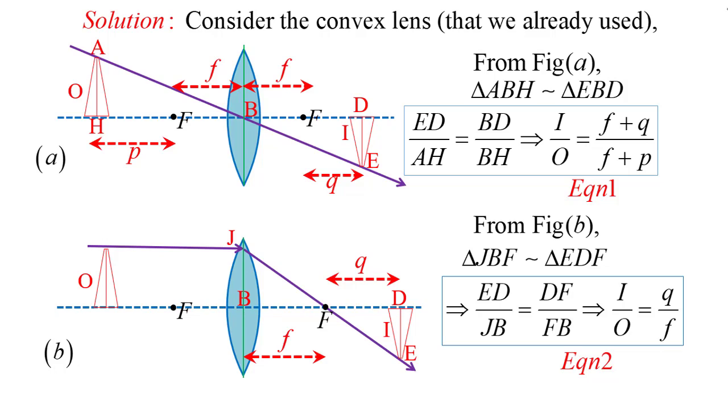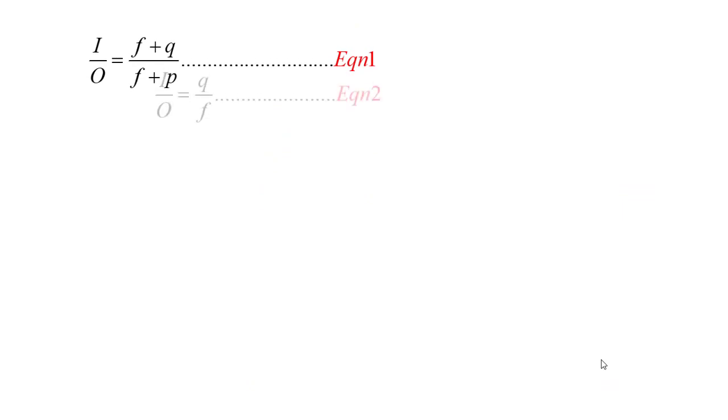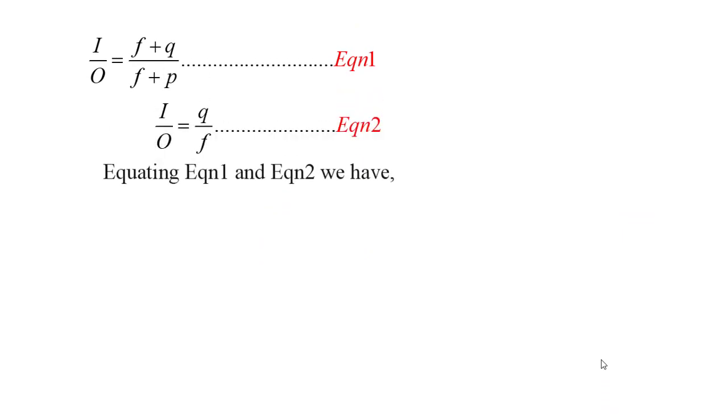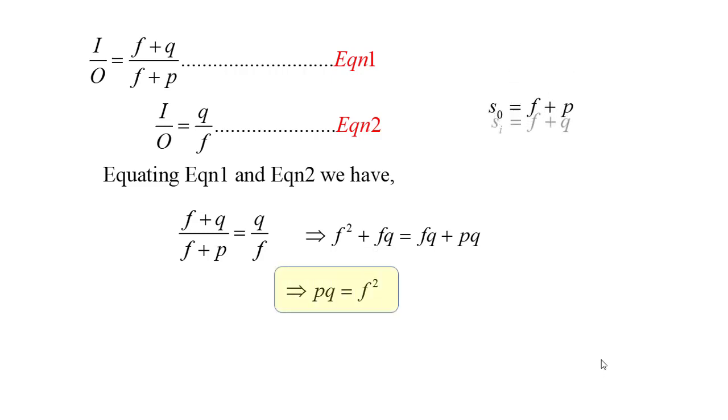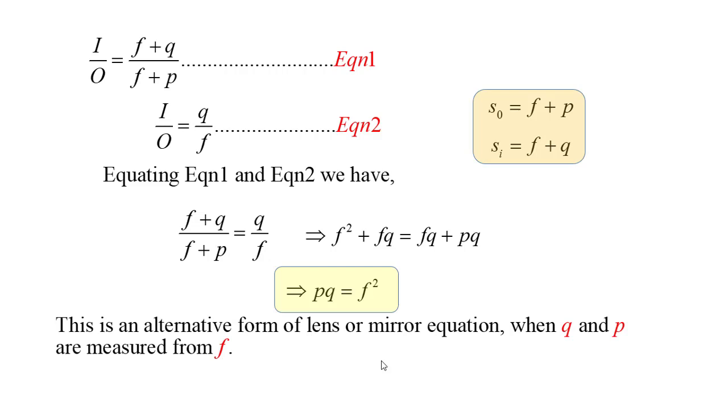Remember that I over O is F plus Q over F plus P from the first equation, and I over O is Q over F from the second equation. Equating them together, we can simplify: F plus Q over F plus P is equal to Q over F. By cross-multiplying, we can reduce the equation to PQ is equal to F squared, where S naught is F plus P, and Si is simply F plus Q. This is an alternative form of the lens or mirror equation where Q and P are measured from F.